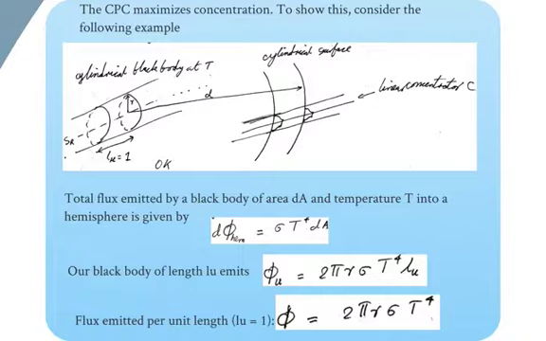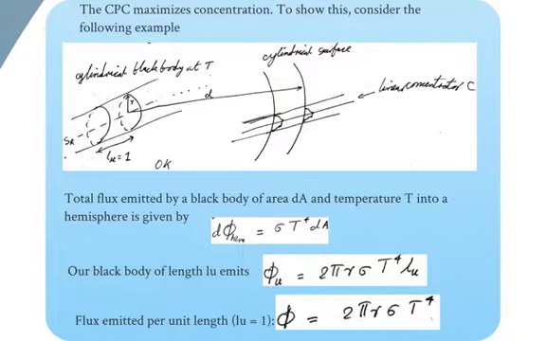So first, the total flux emitted by a black body of area dA, some small area, and temperature T into a hemisphere is given by sigma T to the 4th times dA. So this is the Stefan-Boltzmann law, right? Stefan-Boltzmann constant times temperature raised to 4 times the area. So this gives the total flux.